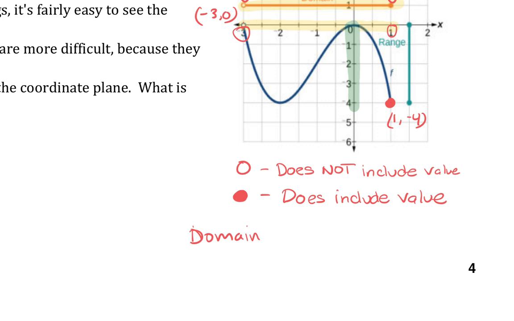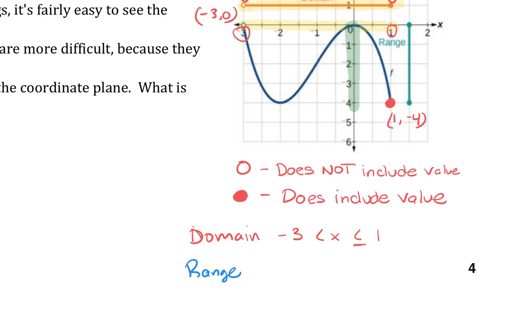The domain starts at -3. We go from -3 to -2 to -1 to 0 all the way to 1, everything along that yellow highlighted area. So that's the x values that are included. It includes 1, but does not include -3, so we do not write a line underneath the inequality symbol. What that's saying is it's all the values of x that are greater than -3 and less than or equal to 1.